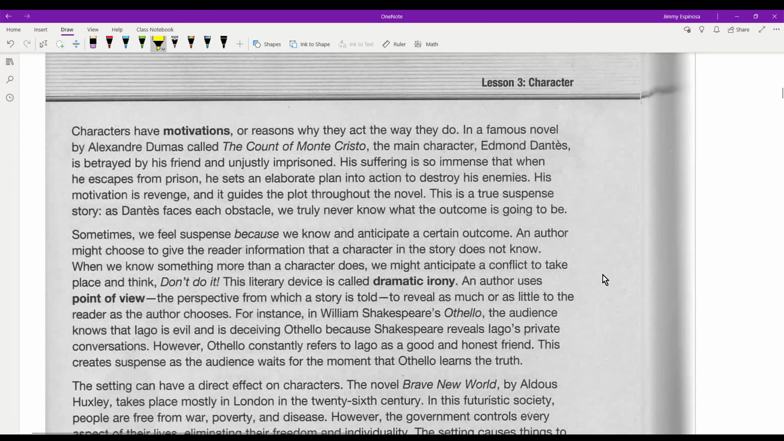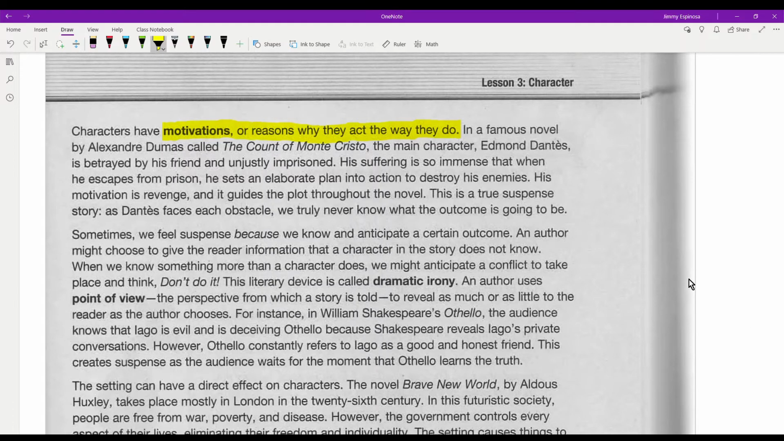Now let's take a look at character motivations. Character motivations are the reasons why they act the way they do. So I'm going to go ahead and highlight motivations. And notice the word reasons, which is letting us know that it's the reasons why they act the way they do. Now let's take a look at this example.